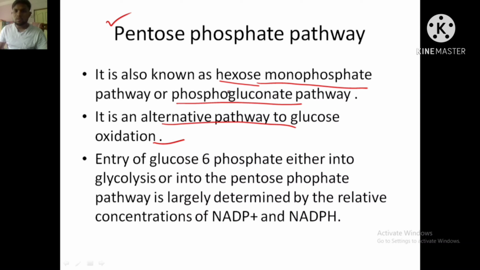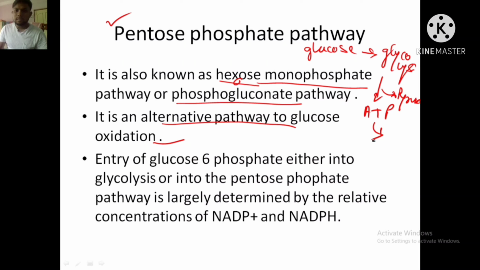As you know, glucose is oxidized in glycolysis pathway, right? Where it is giving rise to ATP by producing pyruvate, right? Later this ATP is used for energy purpose. So why does glucose need to enter into pentose phosphate pathway? Why is this pathway necessary? Okay, that we'll learn today.